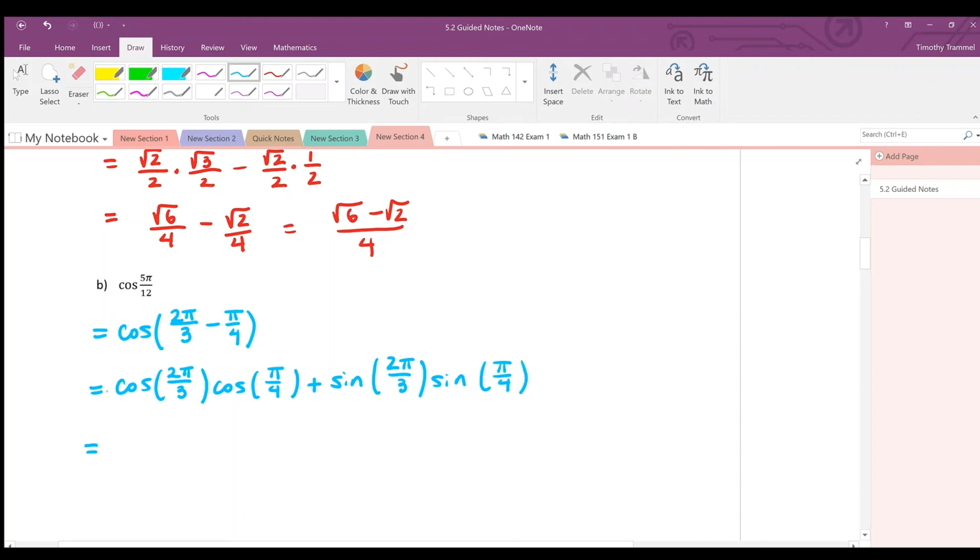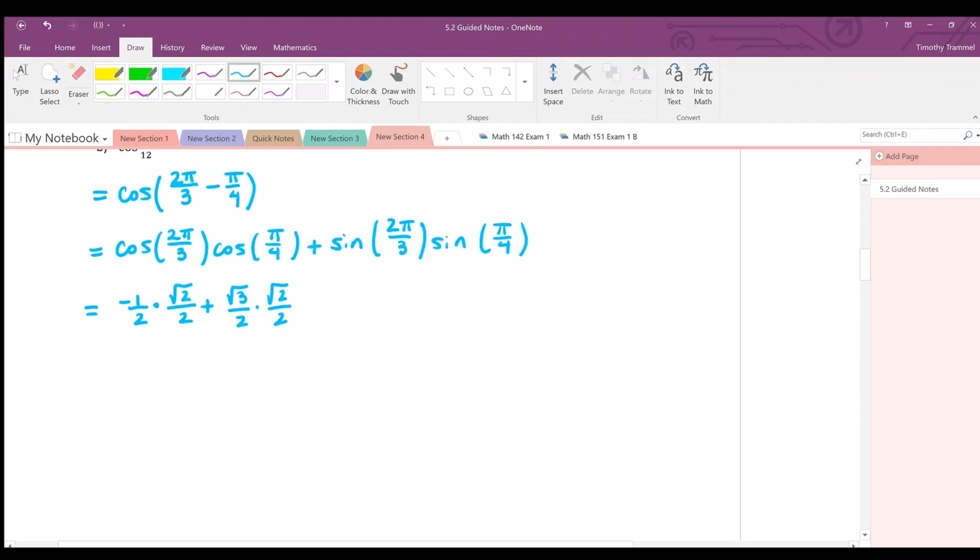Cosine of 2 pi over 3 is minus 1/2. Cosine of pi over 4 is the square root of 2 over 2. Sine of 2 pi over 3 is the square root of 3 over 2. And sine of pi over 4 is the square root of 2 over 2. And we're almost there. We can, again, do a little bit of multiplication here. We'll get minus the square root of 2 over 4 plus the square root of 6 over 4. And so this is actually looking a lot like the last one. So we have minus the square root of 2 plus the square root of 6 all over 4.